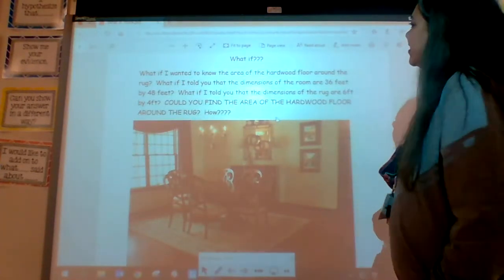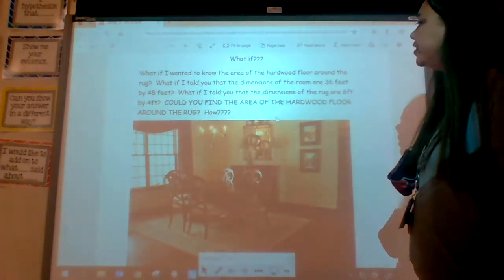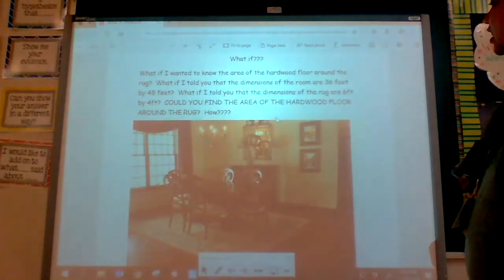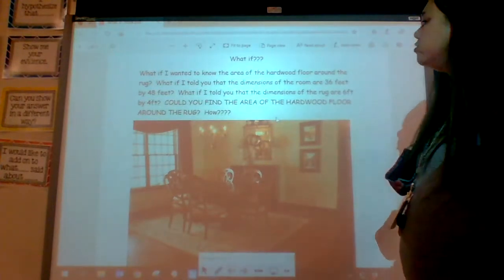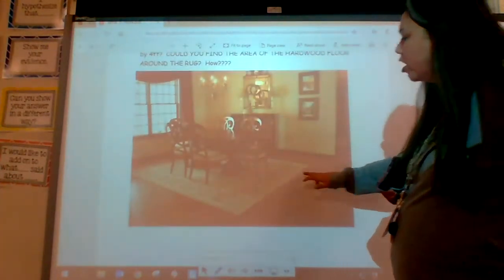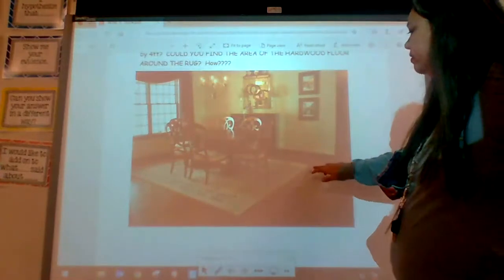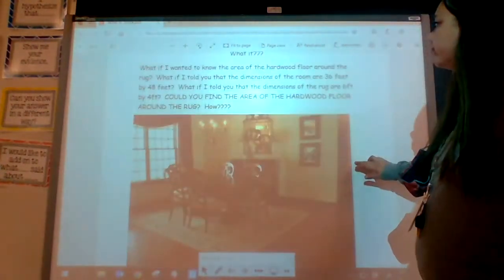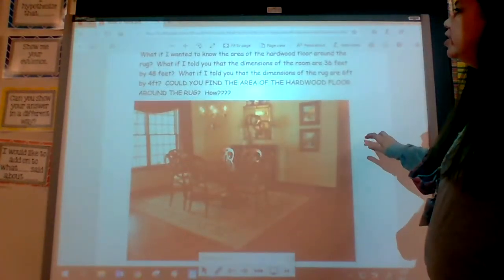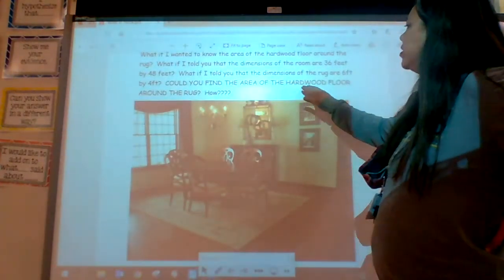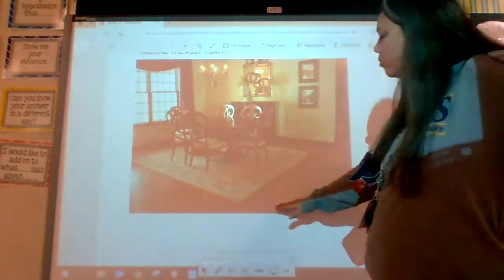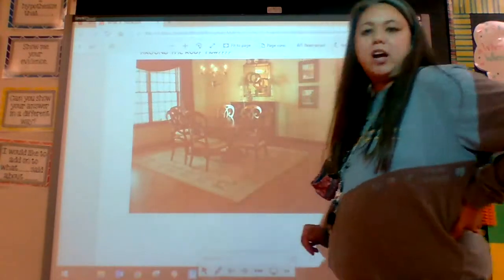Welcome back. Hopefully I heard some really good discussions going on in class. But could you find the area of the hardwood floor? Well, we had to know that area is talking about the space inside. So we're finding area, and it told us some information that was important here. We're looking for how much area of the hardwood floor. Now the hardwood floor is underneath that rug, but it's wanting what the rug isn't covering up.